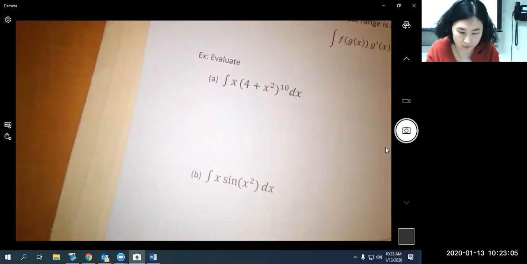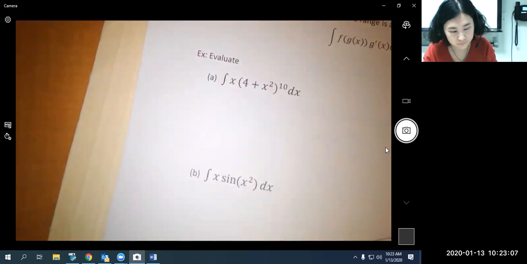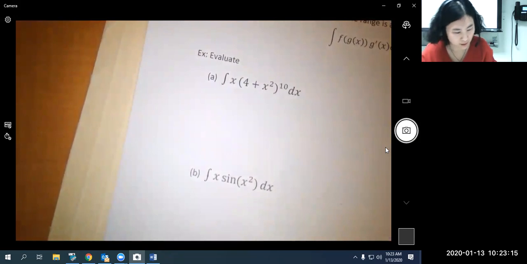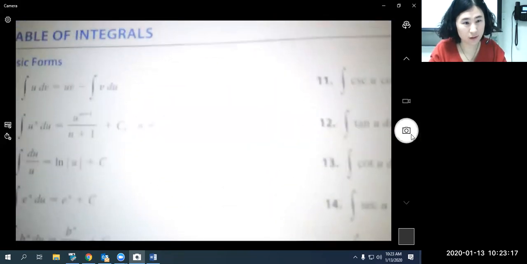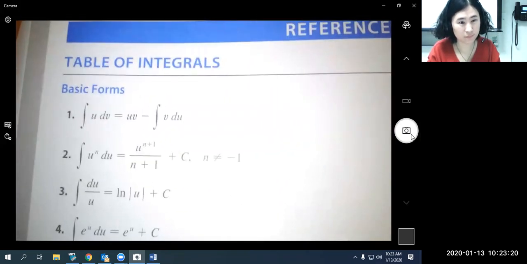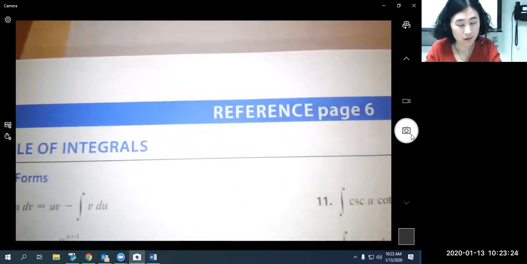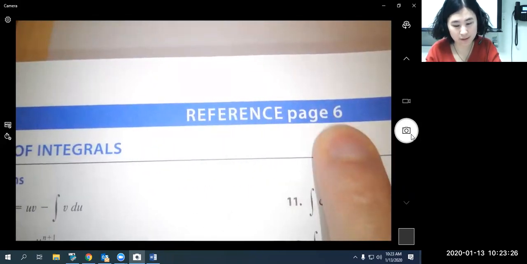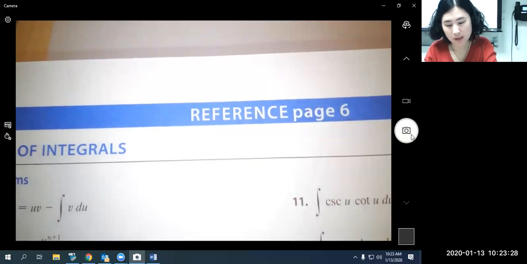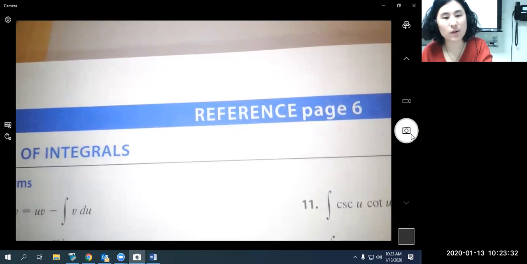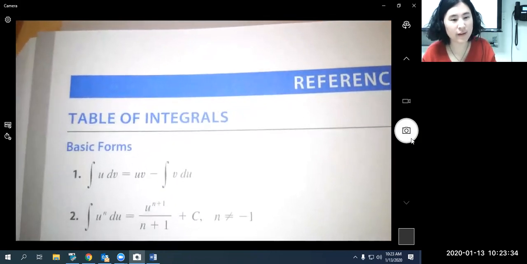If you have your book with you, there are reference pages on the back. In the back of the textbook, it tells us the tables. Okay, there we are. This is reference page number 6. Start from number 6. You will see page 7, page 8, page 9, page 10. These are the tables of the integrals.